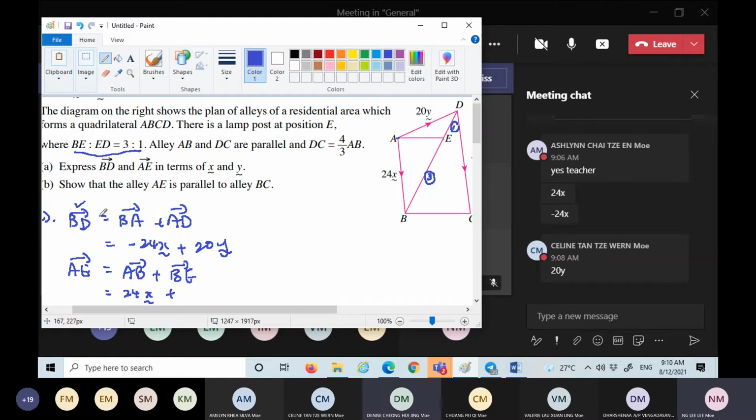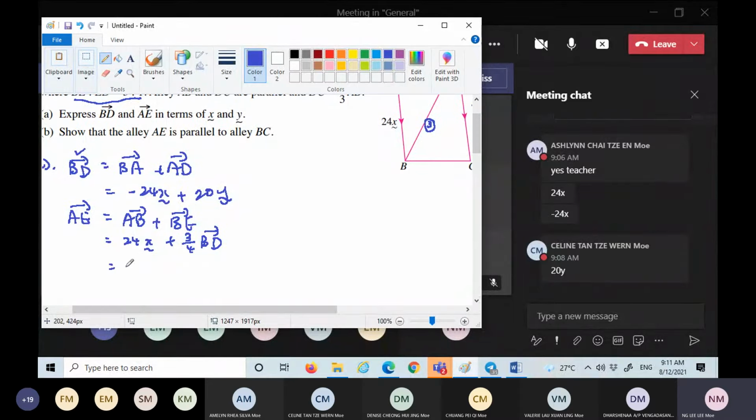3/4 BD. Okay, let me check. She's trying to tell that the B to D, the whole thing is 4 parts, because here is 3, here is 1. All together, the whole thing for BD is 4 parts, and then the BE takes 3 parts. So it's 3/4 of BD. Okay, correct.